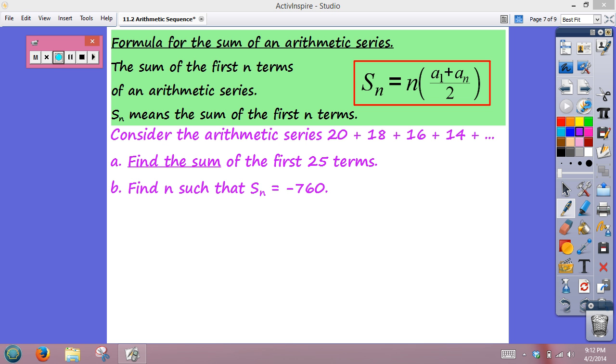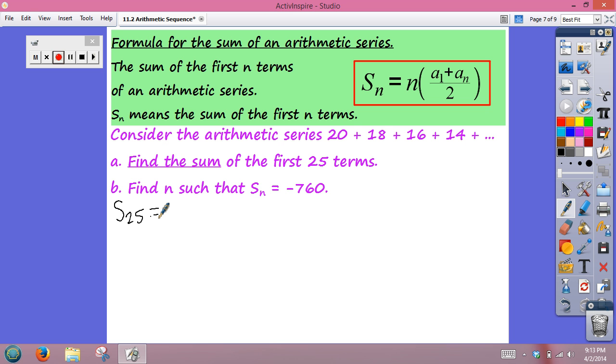So in our first example, it says, consider the arithmetic series 20 plus 18 plus 16 plus 14 plus etc. Find the sum for the first 25 terms. So it says that the sum that they want us to find is for the sum of the first 25 terms. That tells us that our S sub n equals S sub 25. If we plug our numbers in, we know our n equals 25. And then we have our a1, which we can see our first term is 20, plus an. But we don't know what an is, so we have to find that first.